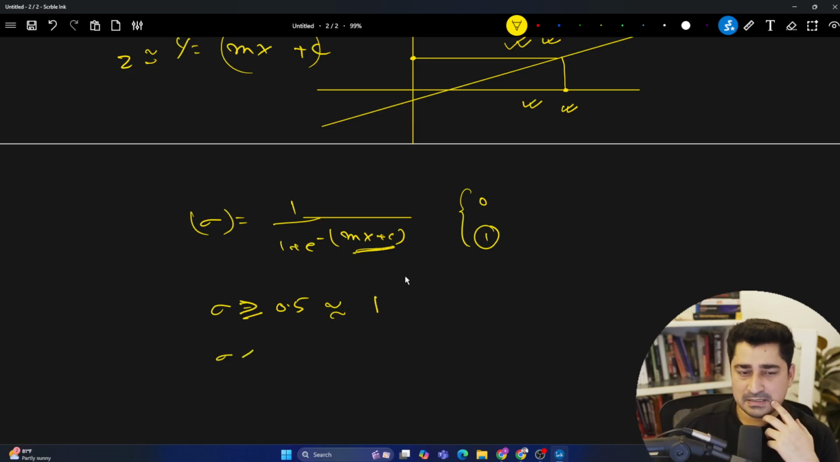And if this is lesser than 0.5, then the class I can define is equal to 0. So I'm just talking about, as of now, binary class classification, where we have two classes. One class is basically a 0 class and one class is basically a 1 class.